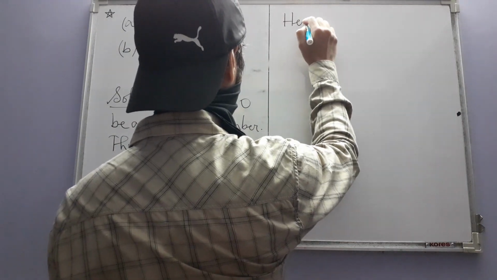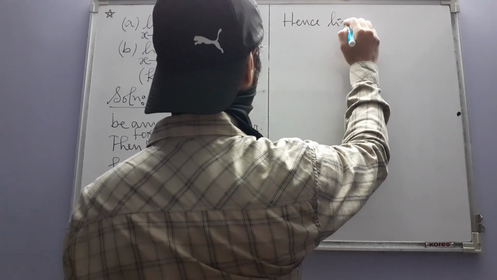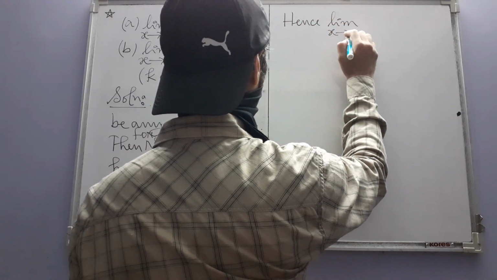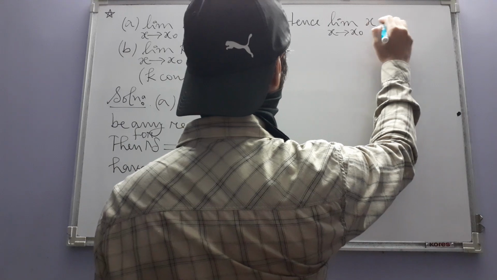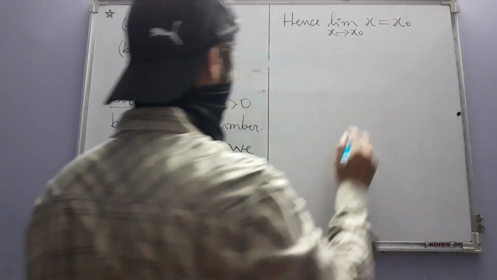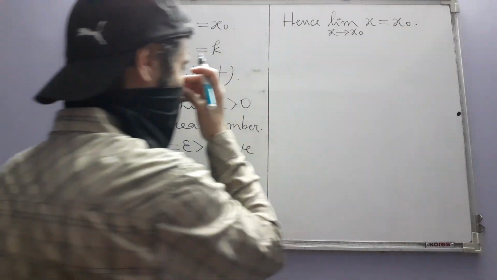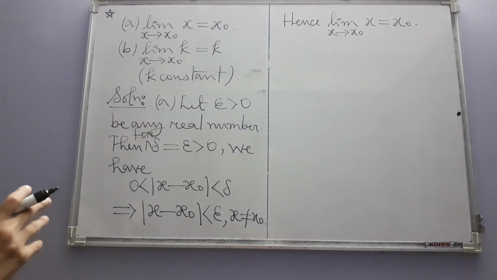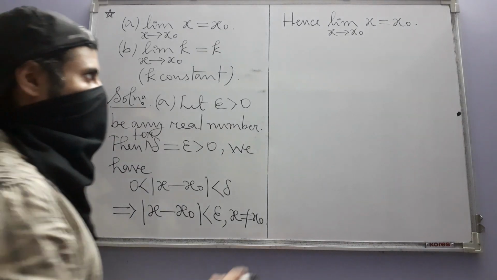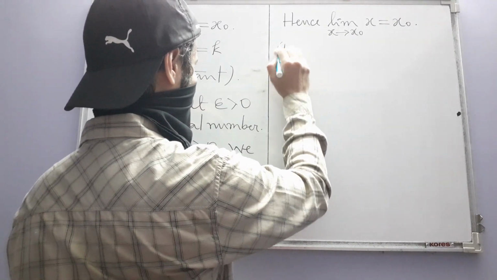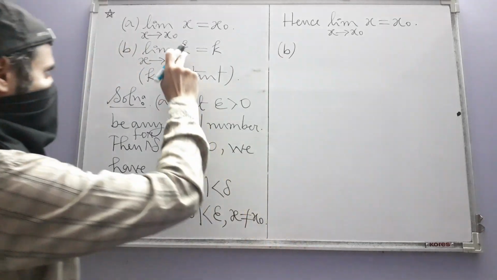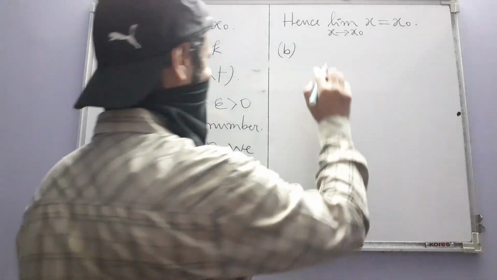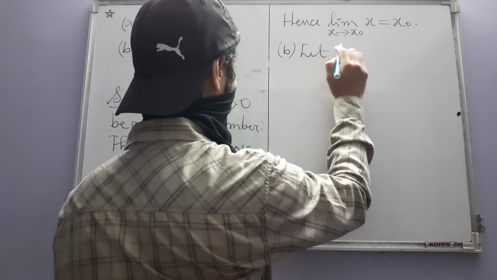Hence, we have this limit. And part B is even easier because here nothing changes at all. It's the constant function.